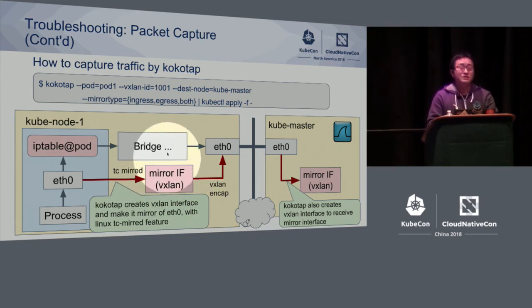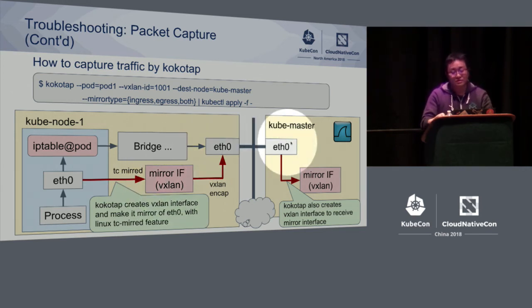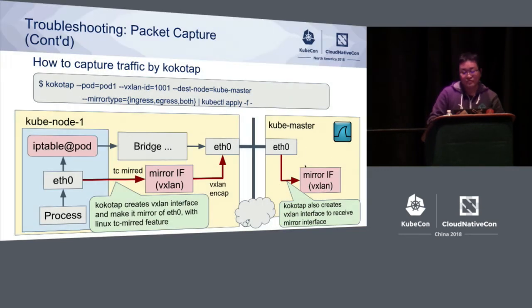This also uses the Linux TC mirror functionality. The eth0 packet is mirrored by this interface. And then this interface is a VXLAN interface, so this goes to the underlay network with VXLAN encapsulation. And then CocoTap also creates the VXLAN on the KubeMaster side. So once this is created, we can just capture the packet at the KubeMaster.